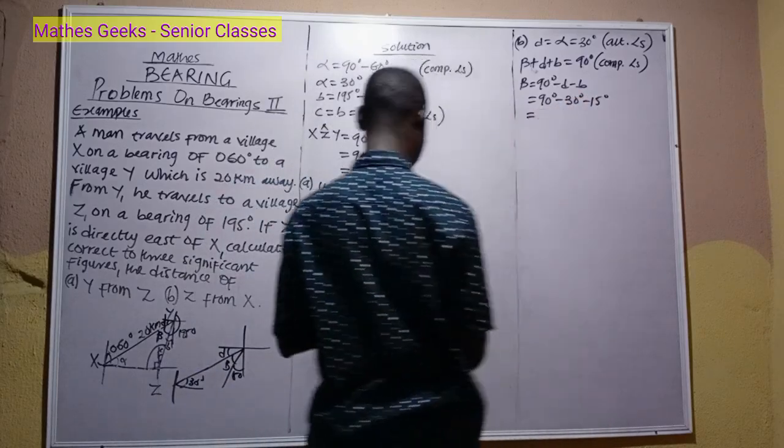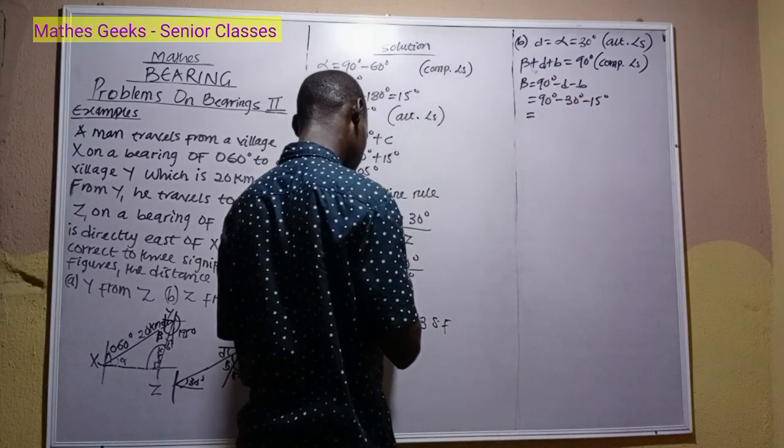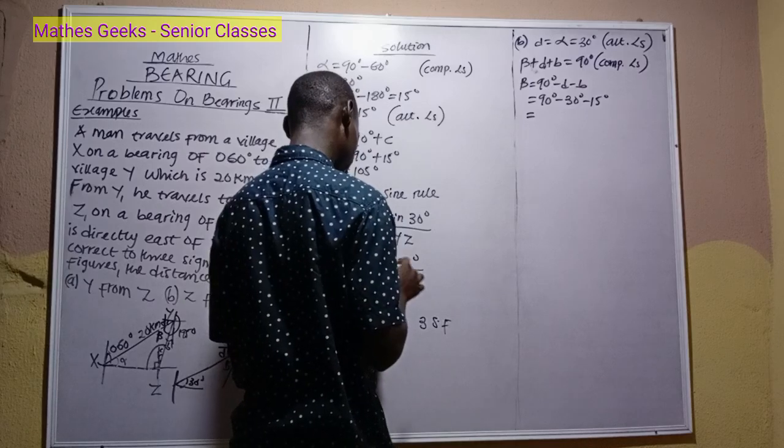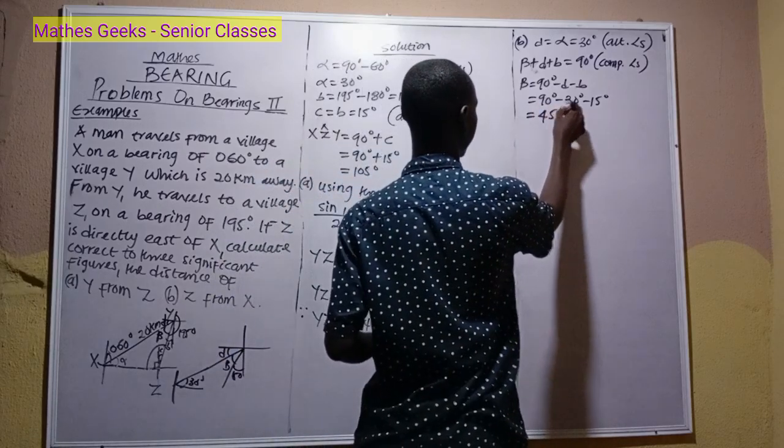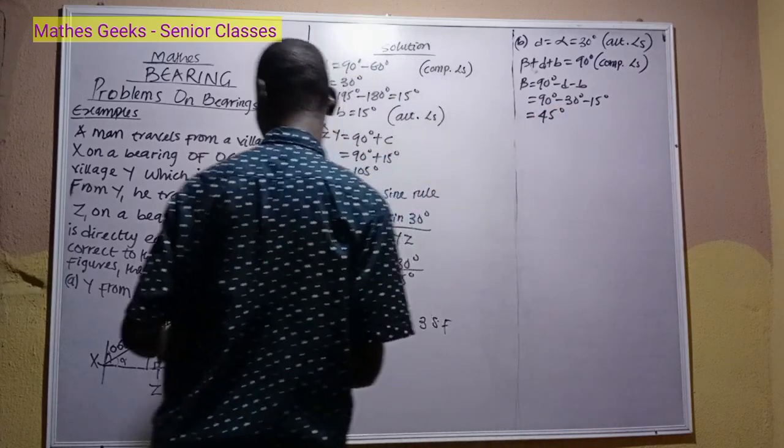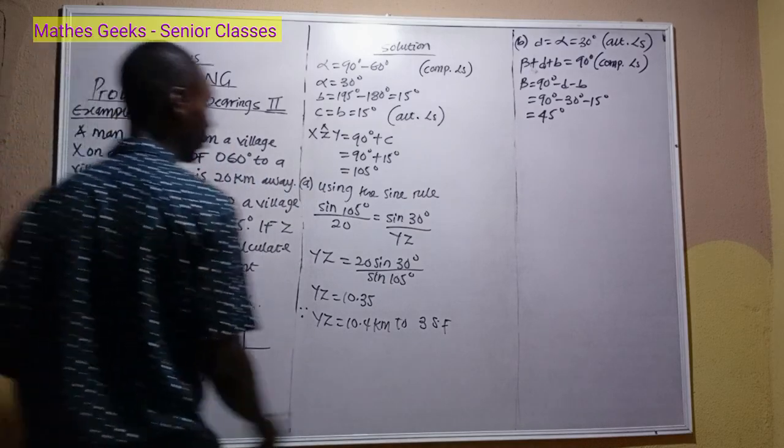And that will give us 90 minus 30 minus 15. That's 45 degrees. So now that we've gotten this angle, we can look for this side YZ.